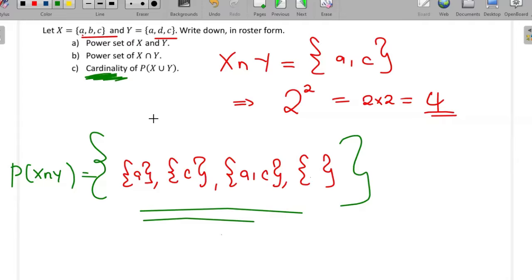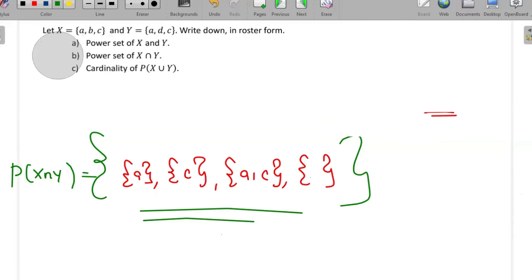Now, we said cardinality is what? Anyone who can remember? Yes? The number of elements in a set. Exactly. So here we just want to know the number of elements that are going to be in the power set of X union Y.